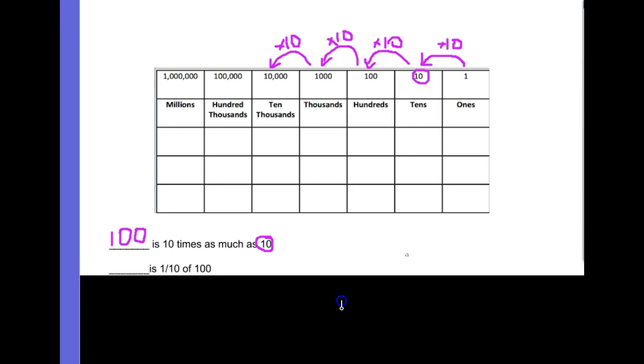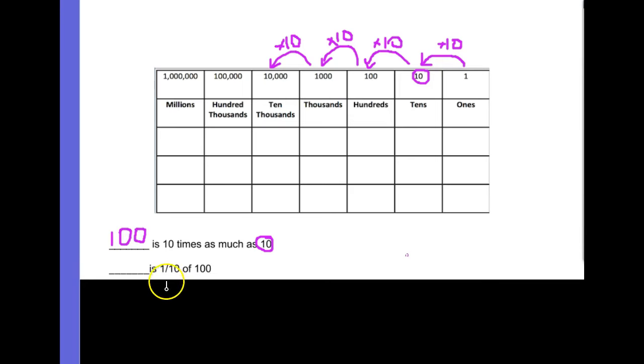Let's look at our next problem. What is 1/10 of 100? Now, this is going in the opposite direction. So up here we talked about how as you move to the left, or as the numbers get bigger, you're moving in multiples of 10. However, what if I want to move from, let's say, 10 over to a 1?